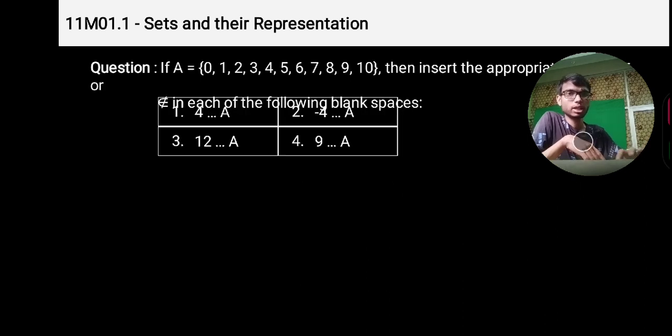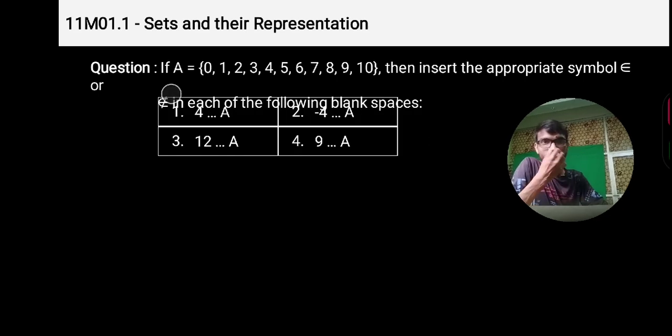Concept test. Ready for the challenge? Here we have questions. Question: if A is a set, in this set we have how many elements? 11 elements: 0, 1, 2, 3, 4, 5, 6, 7, 8, 9, 10. From here till here this is 10, and 0, one more, so 11 elements.